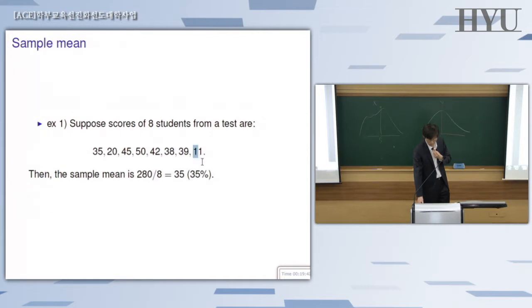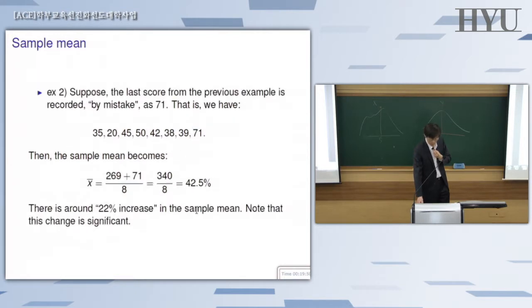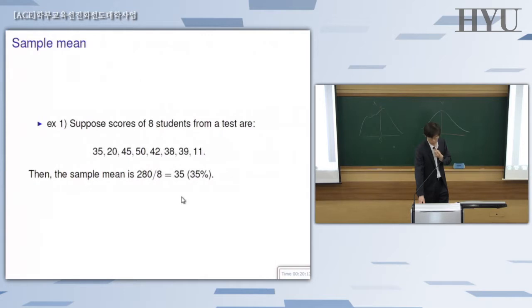It's obvious, because the difference between the true value and the mistaken recorded one, which is 71, is 60. The sum must be 60 bigger than the previous sum, which was 280. Still divide the sum by the same sample size, which is 8, and you end up with a wrong mean of 42.5. So obviously there's an increase. It's a huge increase actually.